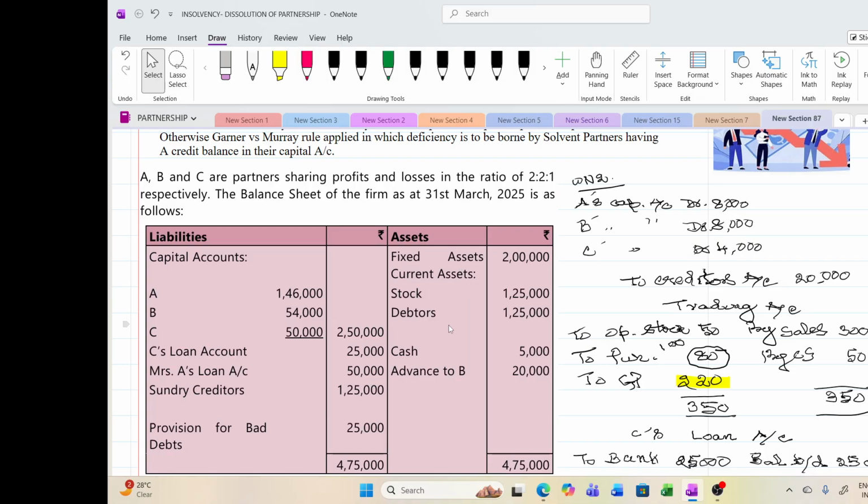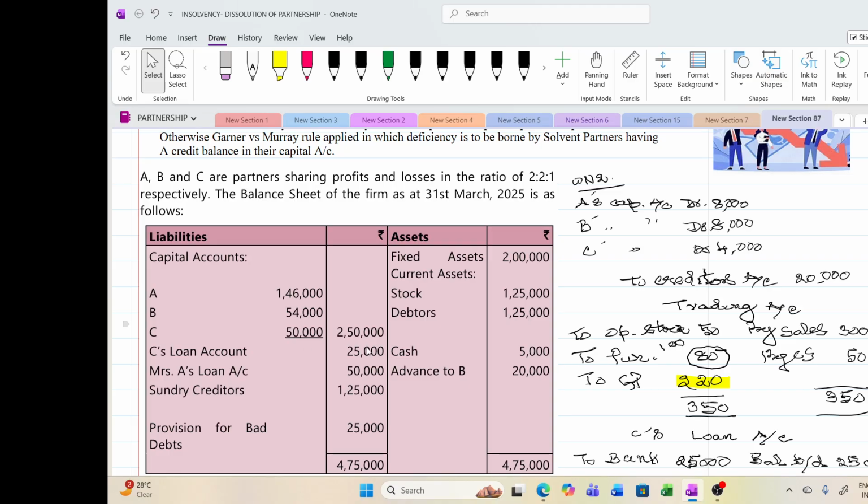They have given the assets, fixed assets, current assets. Cash will go to your bank account, a separate cash or bank account. Advance to B means this B has to return the money to the firm, so this will go to the debit side of his capital account. Then when you come to this side, the balance brought down will get transferred to the capital account on the credit side.